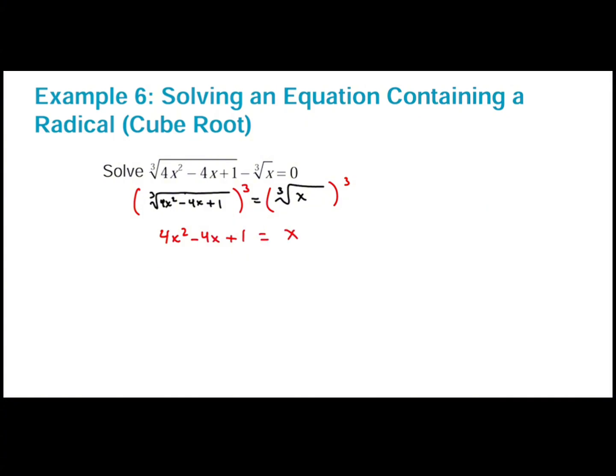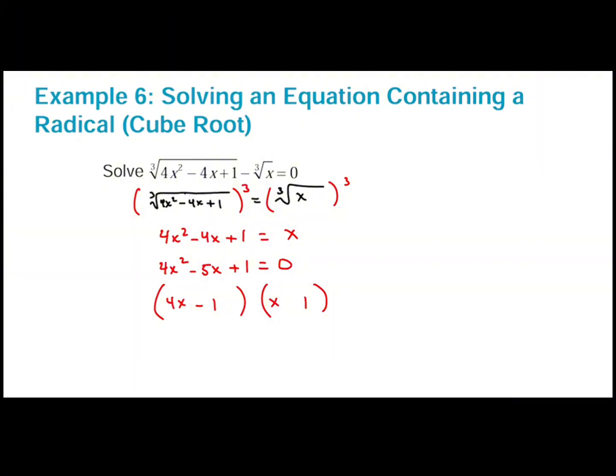So therefore, we just have 4x squared minus 5x plus 1 is equal to 0. So now we actually have to solve this, right? So when we factor this, I'm going to have 4x and x. Then I'm going to have minus 1 and then plus 1. Well, it's going to be minus 1, sorry.